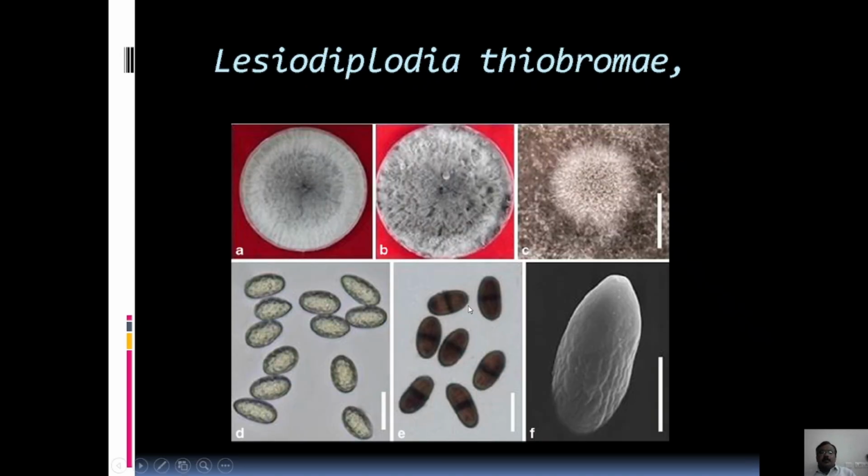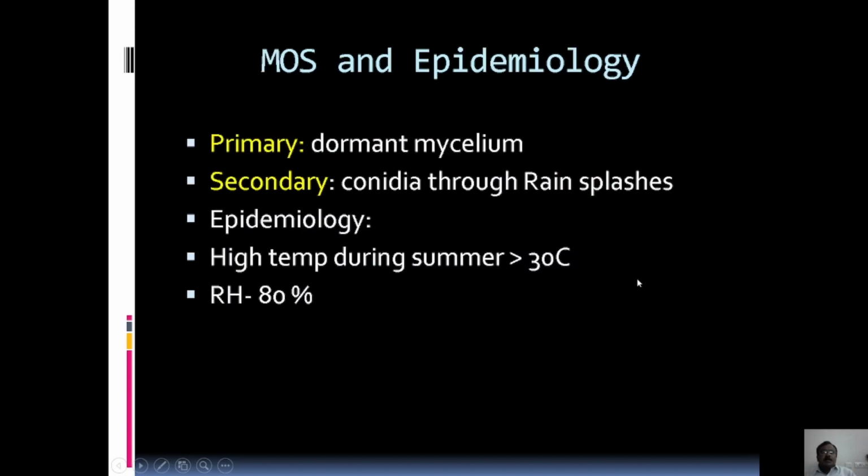And this Lasiodiplodia theobromae is known to produce single-celled hyaline conidia, which are initially single-celled and hyaline. Later, at the time of maturation, they become bicelled, dark brown in color with numerous striations. The primary spread is mainly through dormant mycelium present in the infected plant debris, and the secondary spread is through the conidia, especially by rain splashes as well as wind currents.